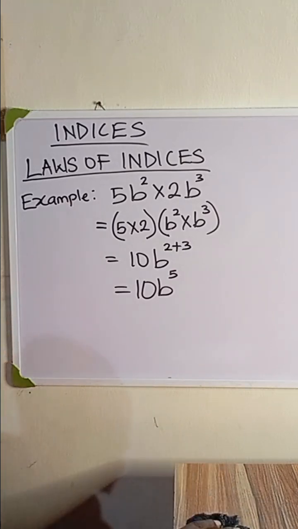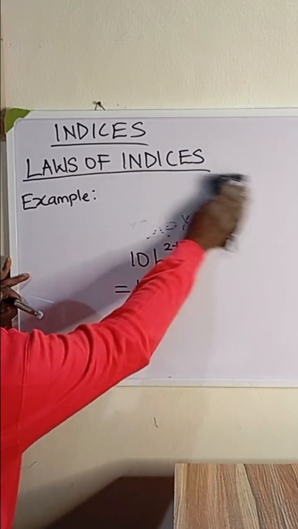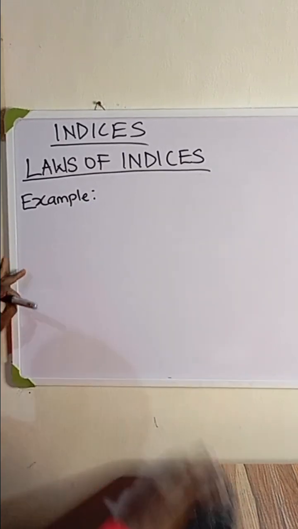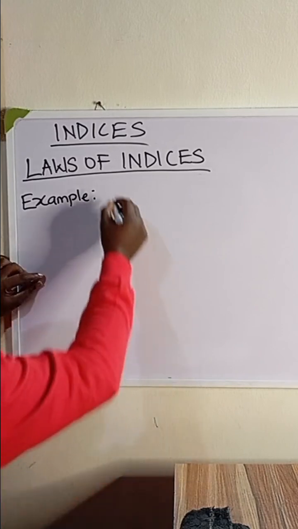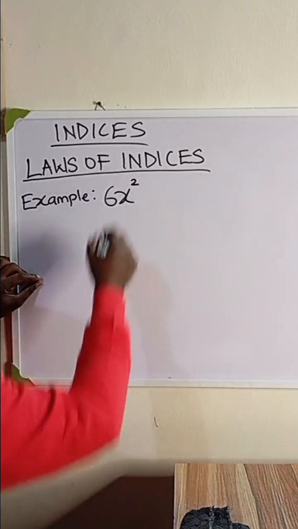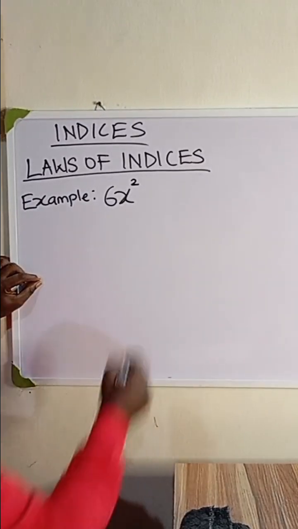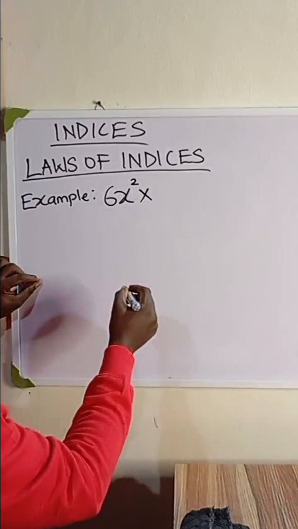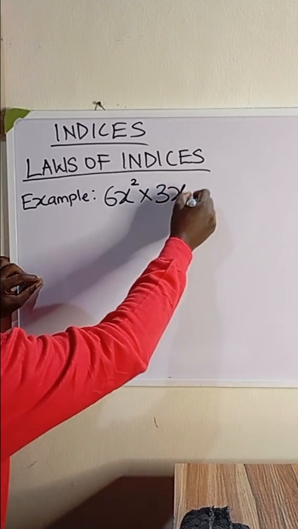Okay, let's look at another example. If we have 6x to the power of 2 times 3x to the power of 0.